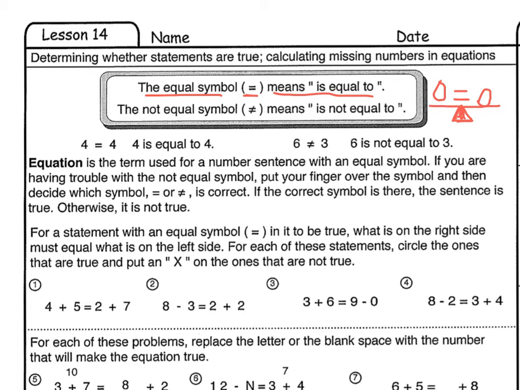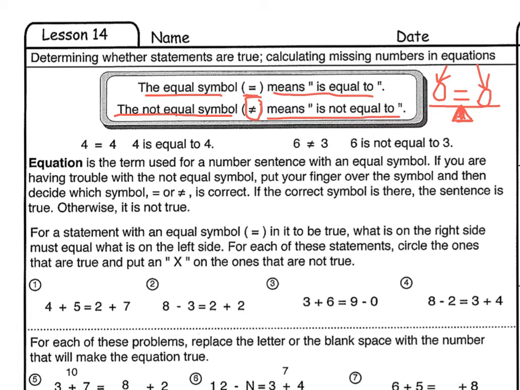So equal does not mean the answer is. Equal means it's the same on both sides. So this side, the left side, is equal to what's on the right side. That is a new idea for some kids as they get into this level of math. Back to the box, the not equal symbol, which looks like an equal sign with a slash through it, kind of like Ghostbusters, right? Means is not equal to.